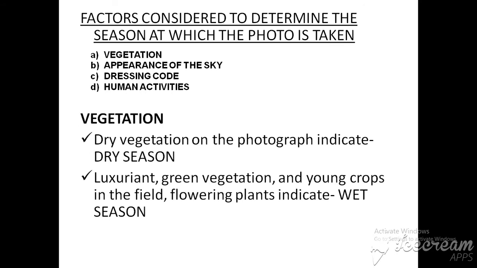So we can look at the appearance of the vegetation on the photograph, and understand the season at which the photo was taken. For example, dry vegetation on the photograph indicates dry season. Luxuriant, green vegetation and younger crops in the field or flowering plants. If the vegetation is green, it is in a good condition, it normally indicates wet season.